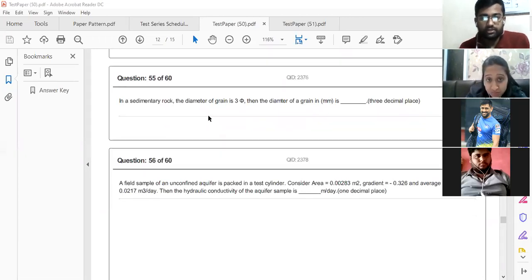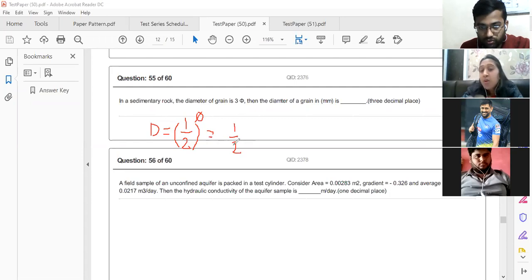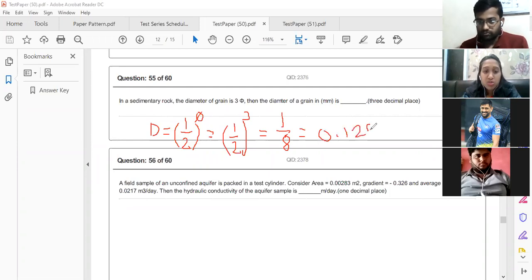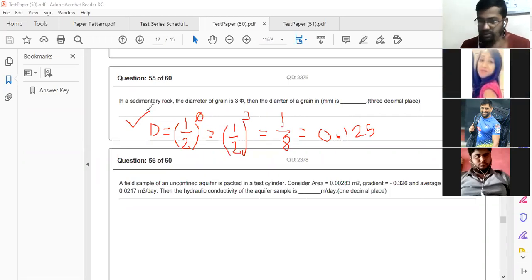Okay, next. In sedimentary rock, the phi value of grain is 3.5. Then what is the diameter of grain in mm up to 3 decimal places? For this we have a formula made to make calculation easy: 1/2 to the power phi value. The phi value is 3, so substitute 3 here. We get 1/8, so 1/8 means 0.125. Again, many times this is repeated in one-mark questions. This numerical is based on the phi scale. Sometimes they will ask directly, sometimes inversely, like this. Clear?